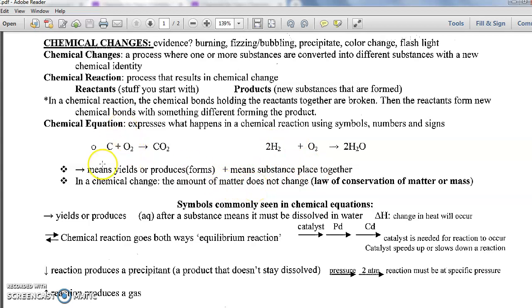Notice we have one carbon here and we have one carbon going out. There's no subscript after it. Here we have two oxygens going in, two oxygens coming out. Whatever goes into the reaction must come out.